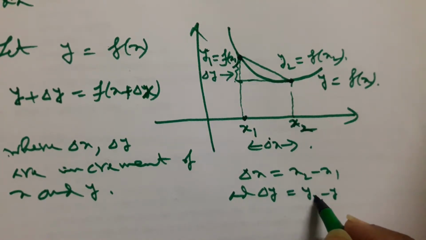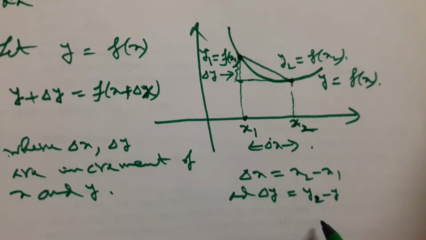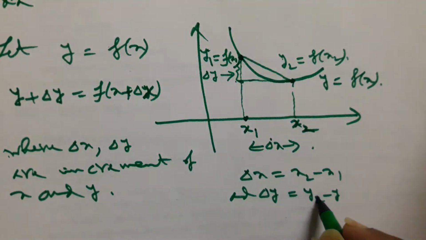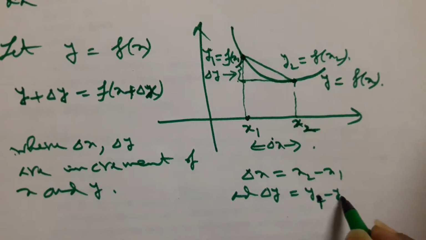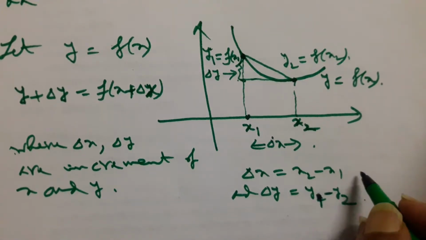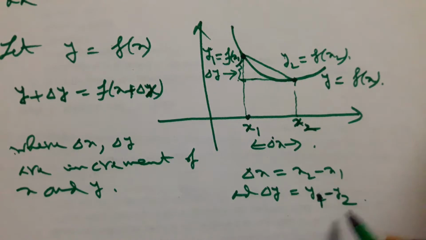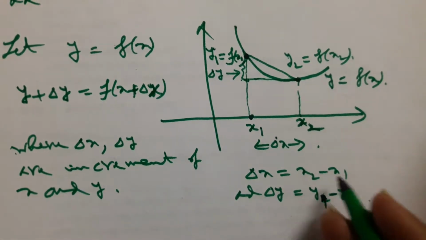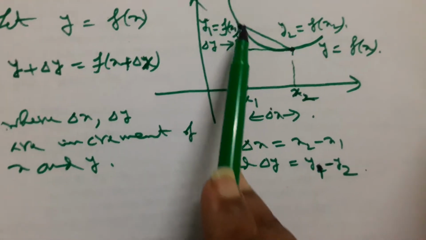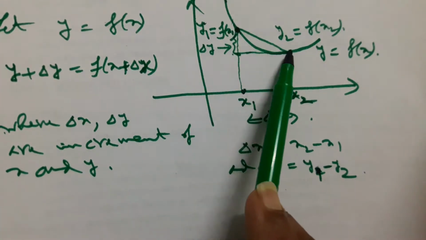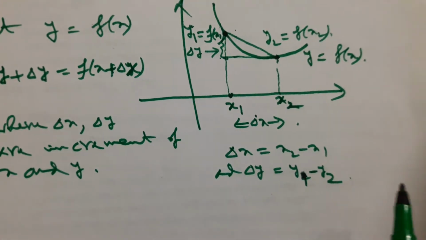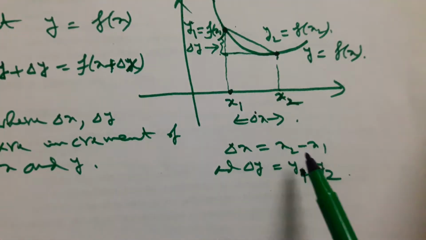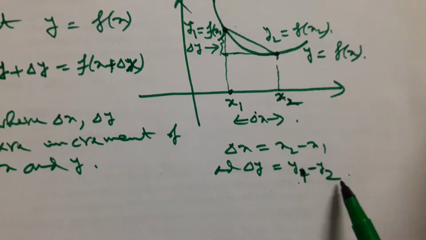If we consider an increasing one, then we say this, but for the actual given figure it will be y1 minus y2. It does not matter, maybe the curve is increasing or decreasing. The curve here is monotonically decreasing, that's why this happens. But if we consider another curve that is increasing, then corresponding to x2 minus x1 we find y2 minus y1.